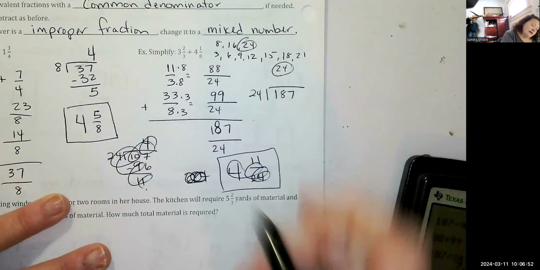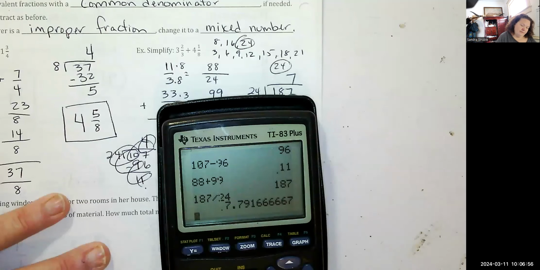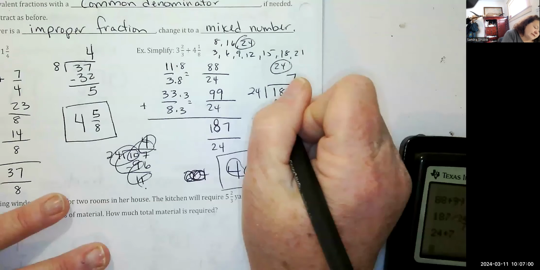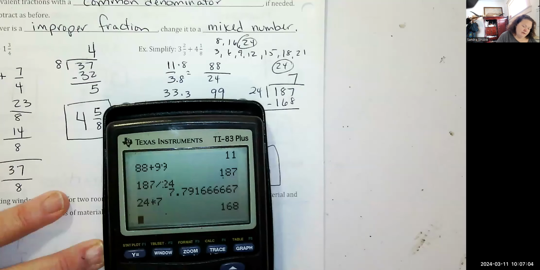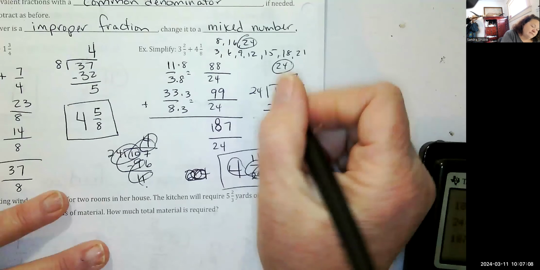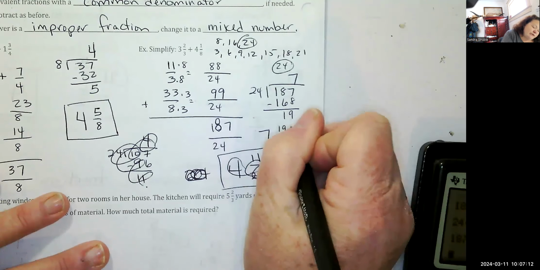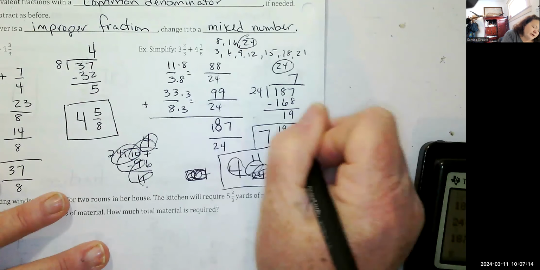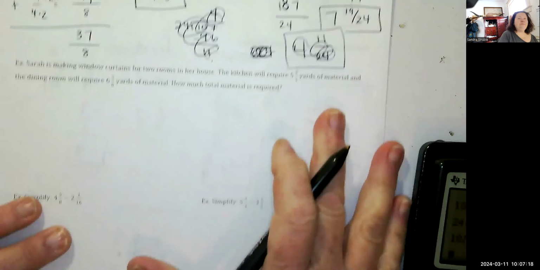That makes it a 7. All right. 7 times 24 is 168. 187 minus 168 is 19. Final answer is 7 and 19 over 24. There we go. That looks better. Whew, freaking me out a little bit.